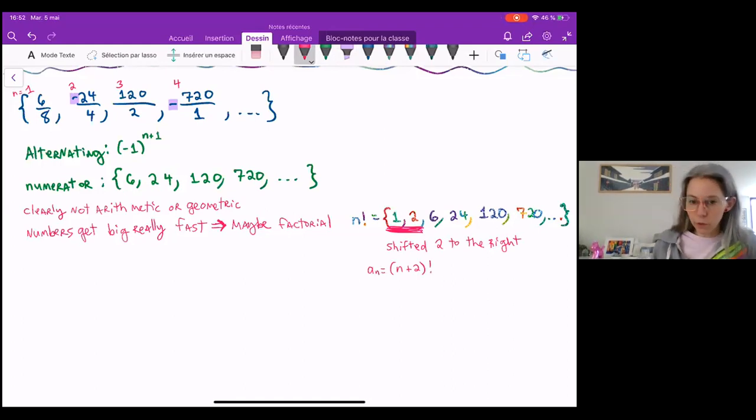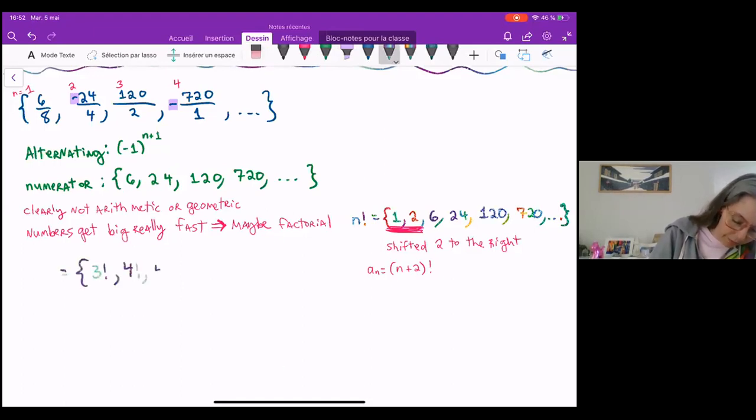Now, if that's a little bit confusing to you, another thing that we can do that's really useful for factorials, especially when the factorials aren't just one after the other like they are here, is to rewrite the numerator in terms of factorials. So I could say that the numerator is equal, that's 3 factorial. Actually, let's do this in the galaxy pen. So this is 3 factorial, 4 factorial, 5 factorial, 6 factorial, and so on.